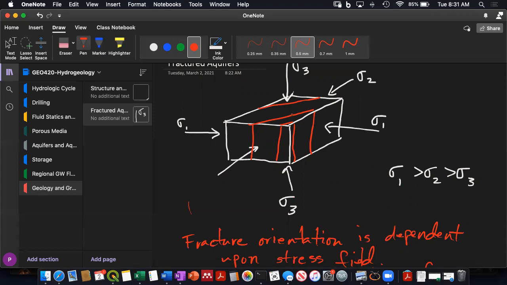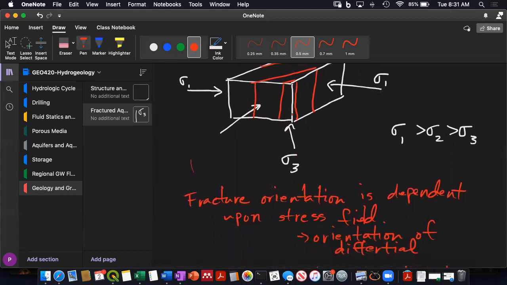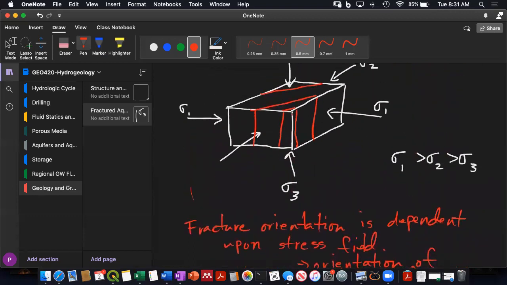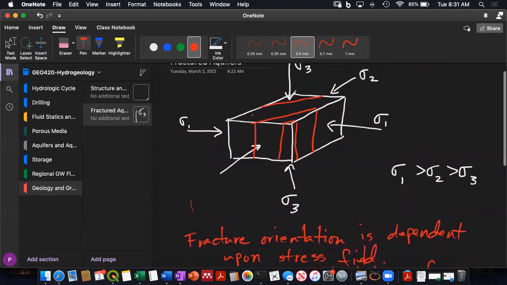And so in hydrogeology, the principal issue with fractures is that the fracture has very high hydraulic conductivity, and the matrix, the adjacent rock, can be very low conductivity. The fracture will always be much higher than the matrix.